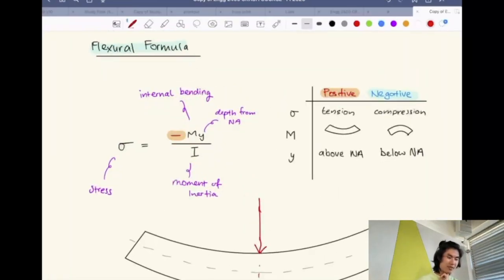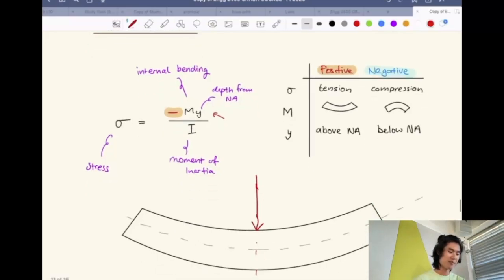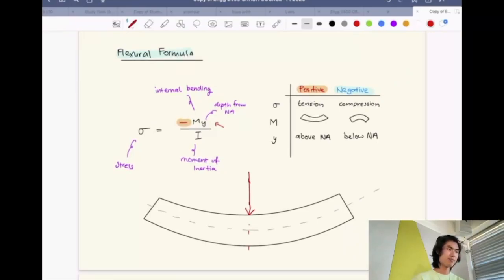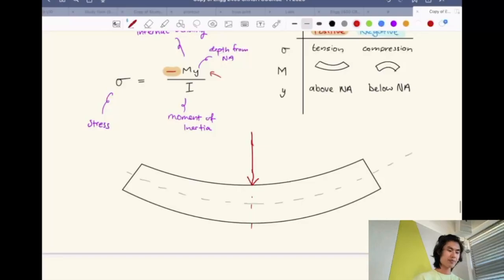So this formula is just saying that at a certain point in the beam, it's going to be bending differently, and the moment of inertia stays constant because that's a geometric property. The y, which is the depth from the neutral axis, only matters when the shape of the stress is not regular. So you don't really have to worry about it in this example.